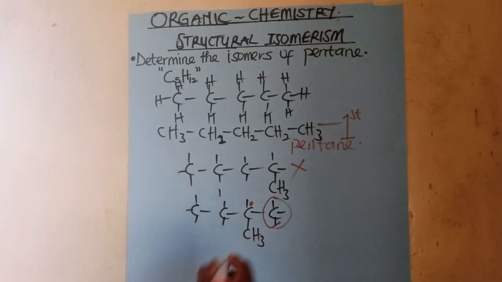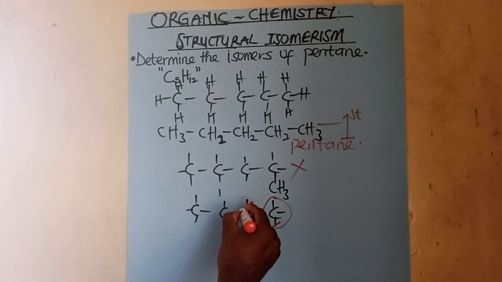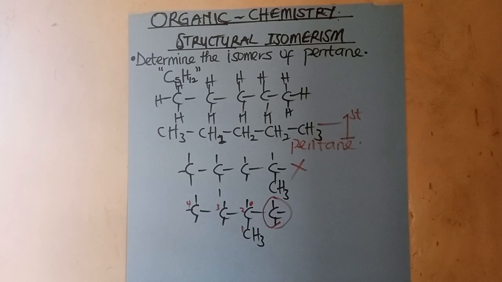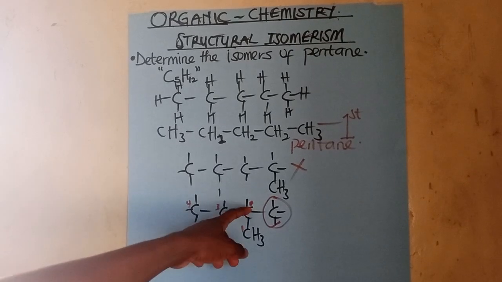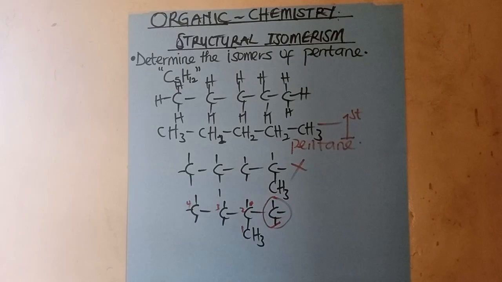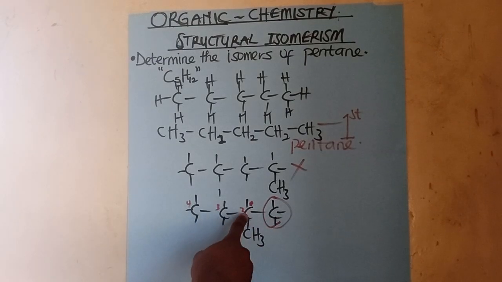So if I come from here, that means I'm counting 1, 2, 3, 4. Can you see that? Now let's name this. Naming this will now be carbon 2, I have my what? Methyl. That's the substituent, methyl. So the name of this will now be 2-methyl butane, because methyl is on carbon 2.